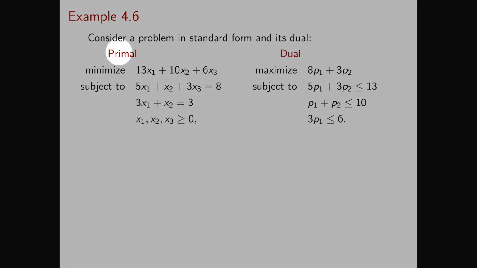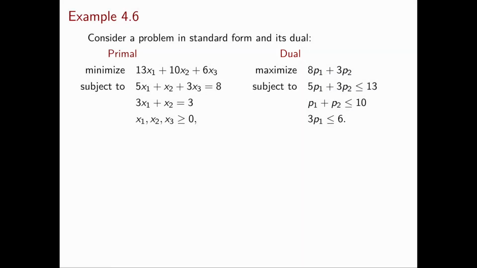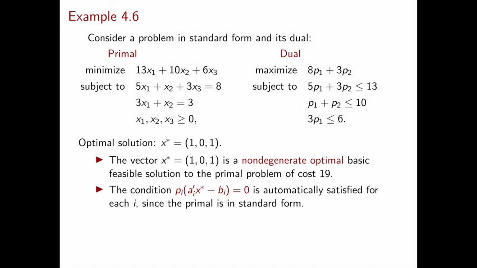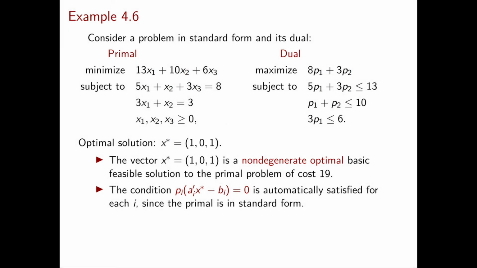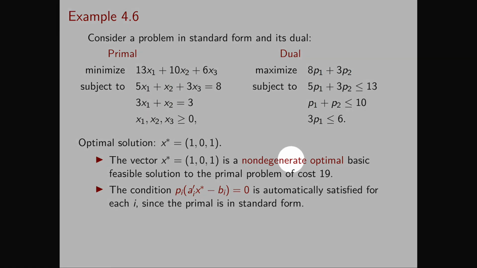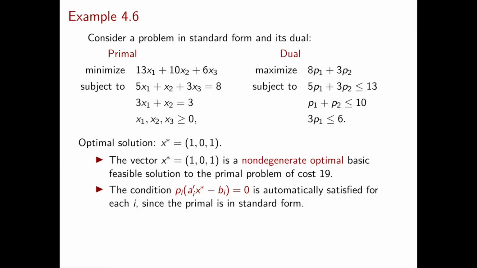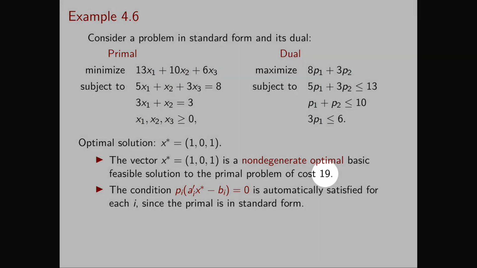Here we have our primal linear programming problem on the left and the corresponding dual problem on the right. I immediately give you out of the hat an optimal solution x star for the primal. Of course, at this point you don't have a quick way of verifying that x star is indeed optimal. However, you can easily check that the vector x star is a non-degenerate basic feasible solution. Also, you can immediately compute its cost, which is 19.